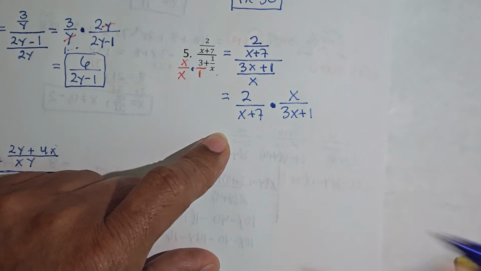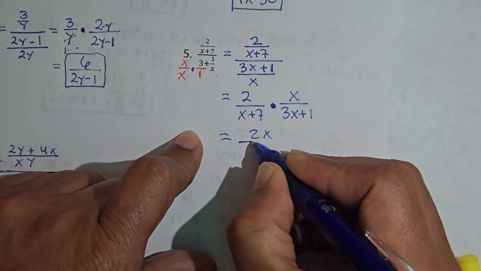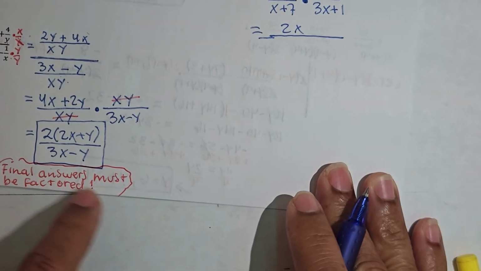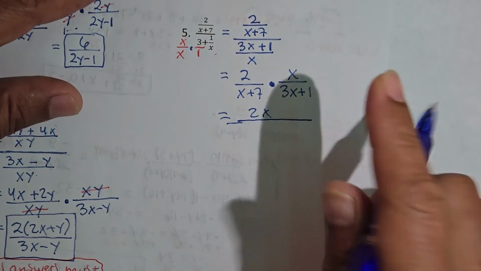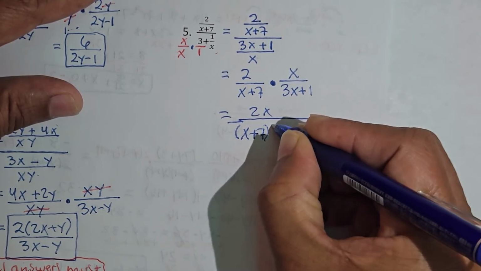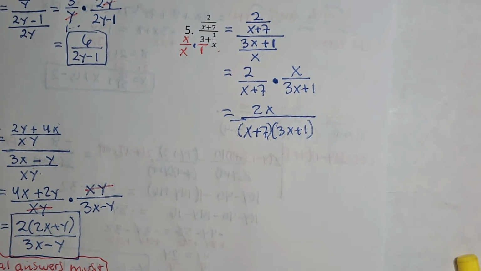So what we do instead is we multiply 2 times x, which is 2x, and then for the denominator, my advice is leave it in factor form. Okay, final answers must be factored. So I am not going to multiply here. I'm just going to write down x plus 7 times 3x plus 1, and yay, we're done, finally.